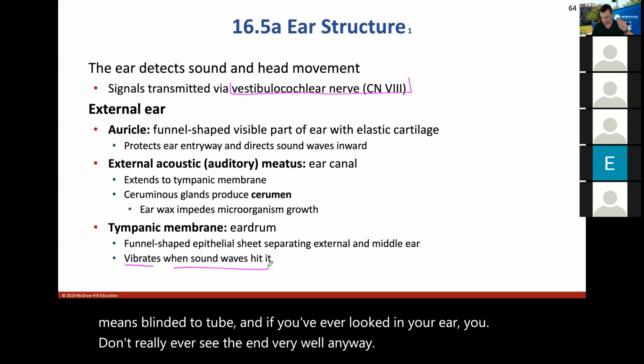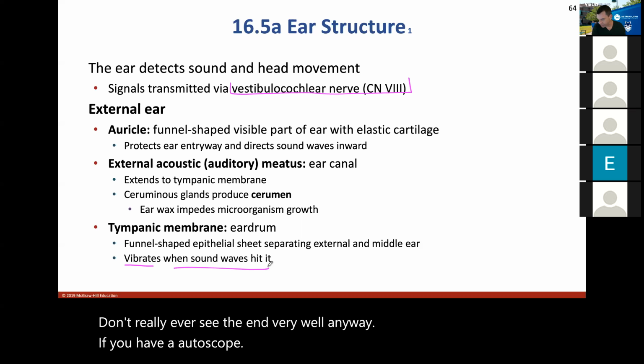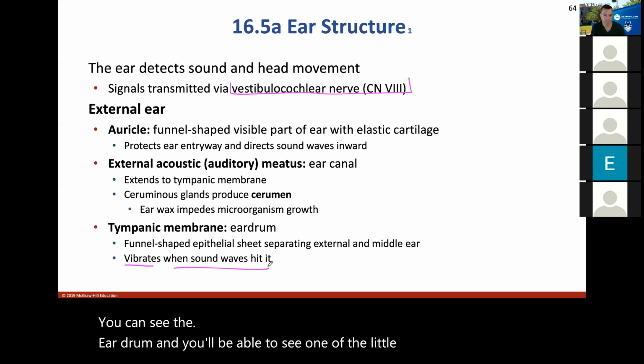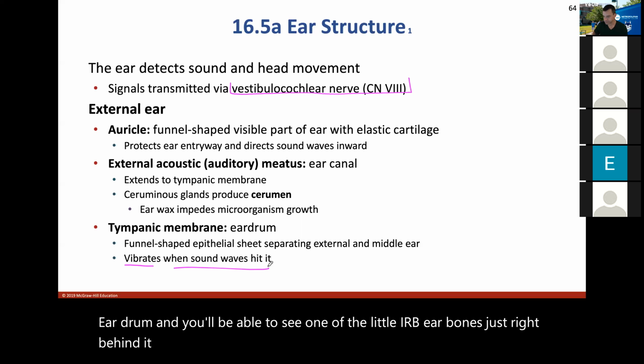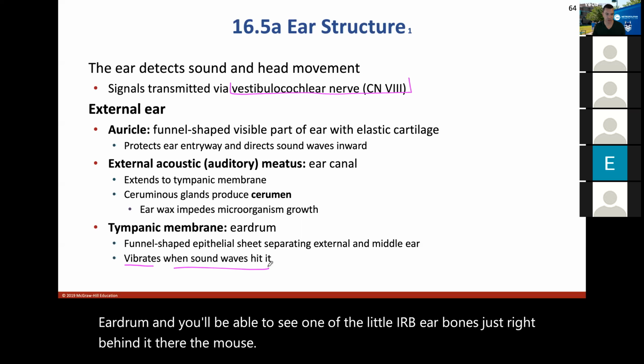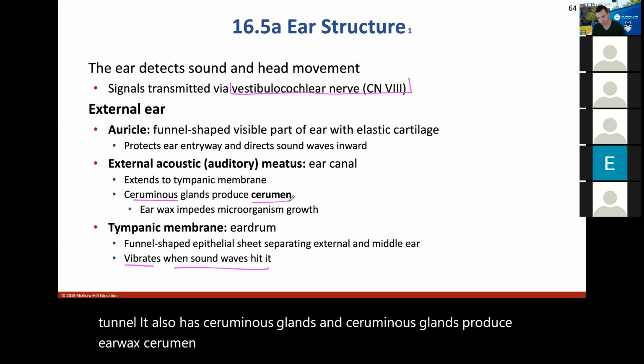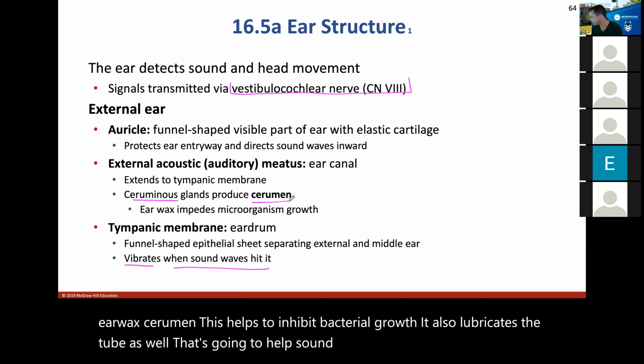If you have an otoscope or ophthalmoscope, you can see the eardrum, and you'll be able to see one of the little ear bones just right behind it there, the malleus. So it is kind of cool and interesting, but you never see the true end of that tunnel. It also has ceruminous glands, and ceruminous glands produce earwax, cerumen. This helps to inhibit bacterial growth. It also lubricates the tube as well, and that's going to help sound waves travel through it.